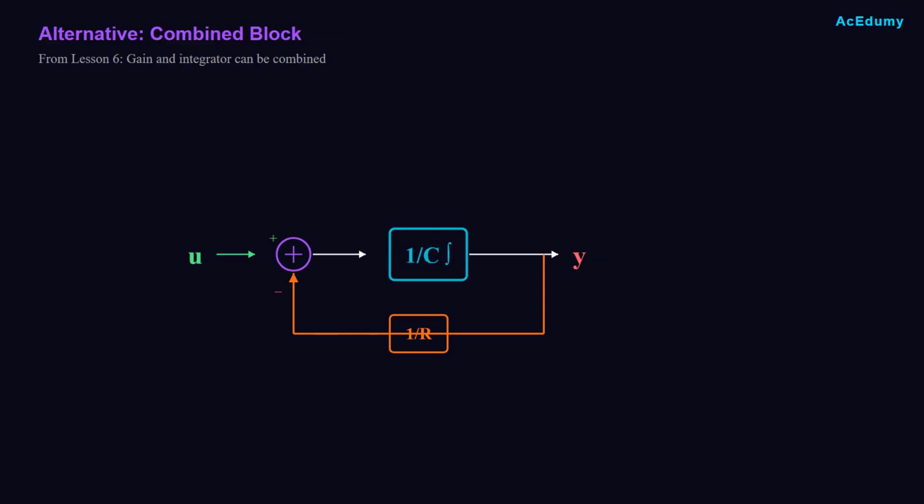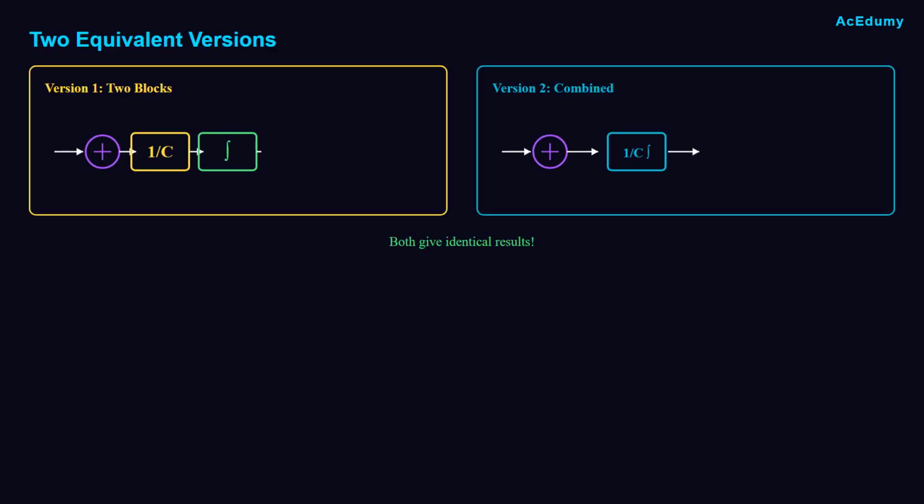Remember from Lesson 6, we can combine the gain and integrator into one block. Instead of separate 1 over C and integral blocks, we use a single block containing 1 over C times integral. Both versions give exactly the same result. Version 1 uses two blocks, gain 1 over C, followed by integrator. Version 2 uses one combined block, 1 over C integral. The feedback path with 1 over R and the summing junction remain the same. Choose whichever is clearest for your application.